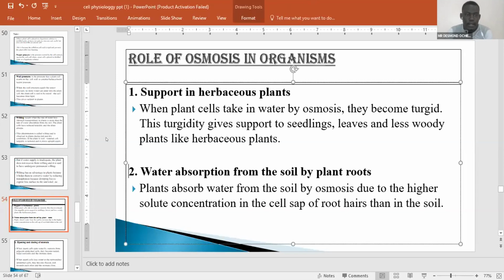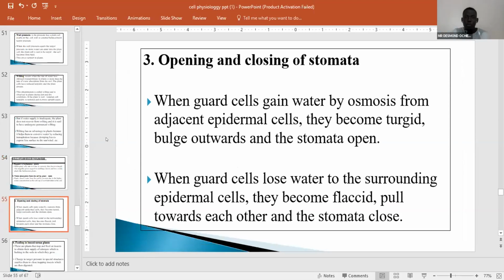The next role of osmosis that I want us to look at is opening and closing of the stomata. This is better explained in the topic gaseous exchange, which I think some of the teachers introduced into their classes, but I just want to give a highlight. Stomata, as we all know, are those external openings found on the surface of the leaves, usually in the epidermal cells, either on the upper or the lower epidermis. The stomata are usually surrounded by the guard cells.